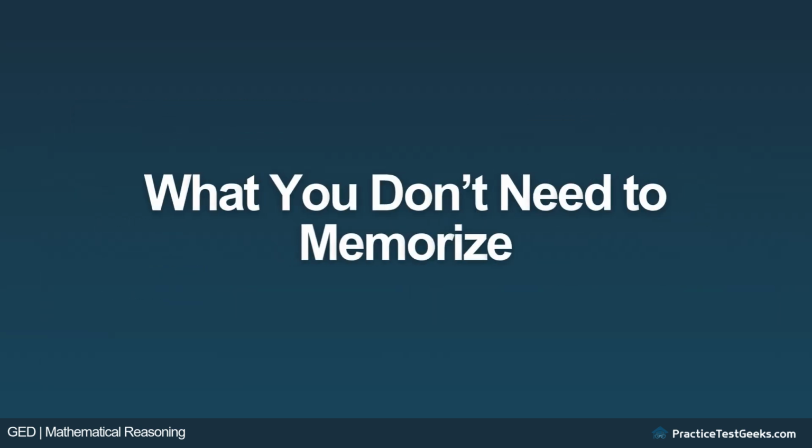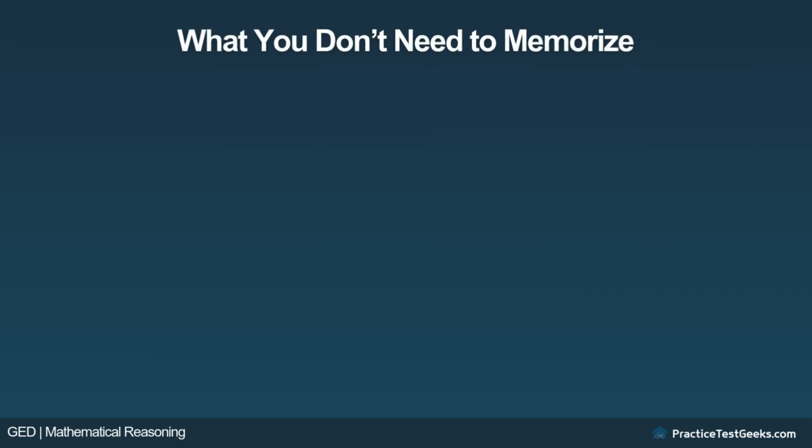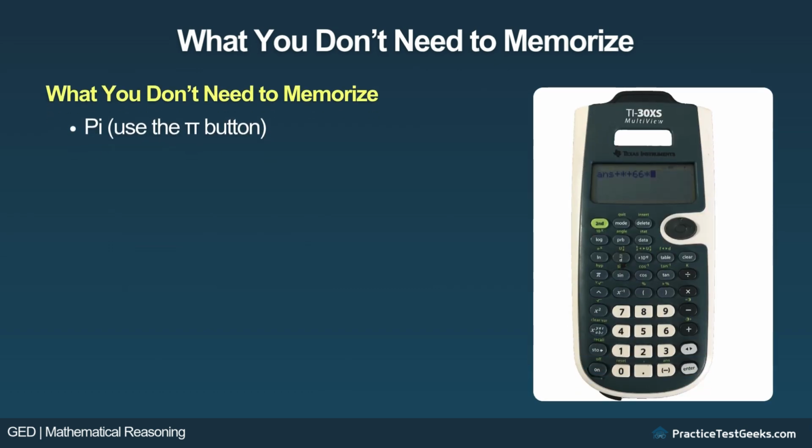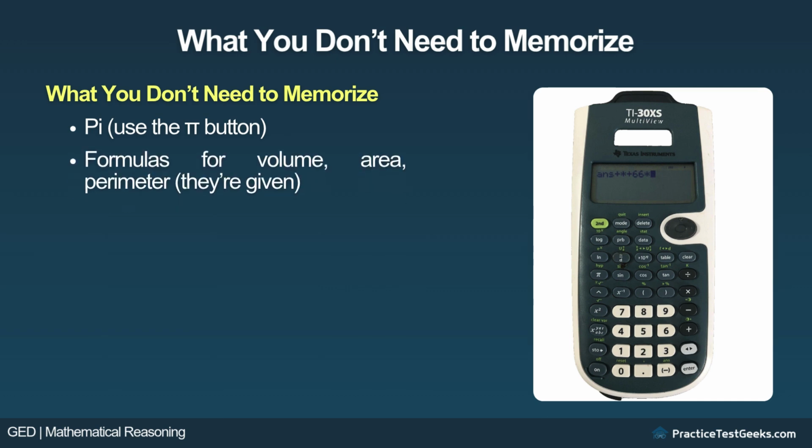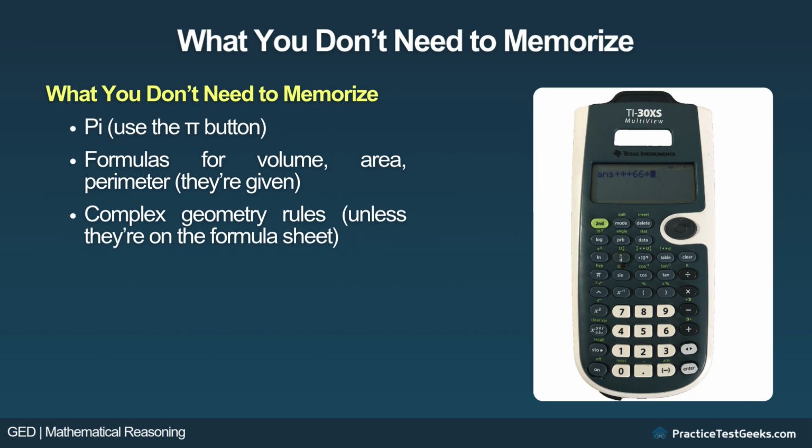Let's take a quick breather and talk about something important. You don't have to memorize everything. Seriously. On the GED math test, some things are already provided for you, and that's a big relief. First up, you don't need to memorize pi. Just use the pi button on your calculator. It's more accurate anyway. Next, you don't need to memorize all those formulas, like volume, area, or perimeter. They're right there on your formula sheet, ready for you to use. No need to cram them into your brain. And you don't need to know complex geometry rules, like arc length or special triangle ratios, unless they're specifically on the formula sheet.